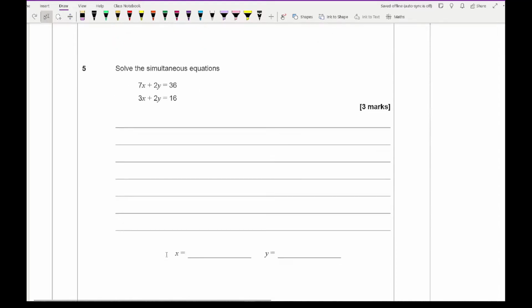For question 5, simultaneous equations. Again, what we need to do here, just going through the checklist, is have I got the same number of x's or the same number of y's? Well, I've got the same number of y's. Are the signs of the y's the same or are they different? They're the same. So what we do is we take away the two equations.